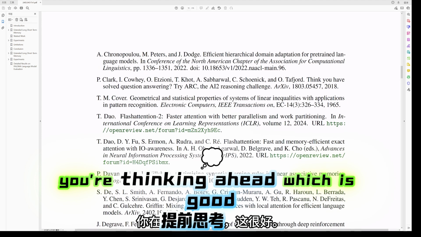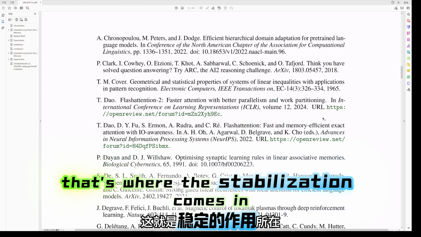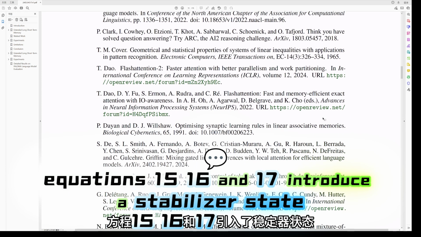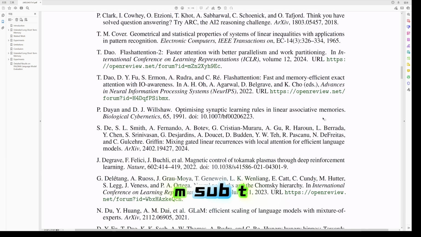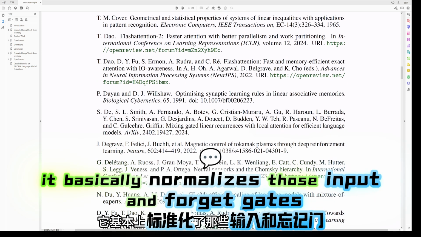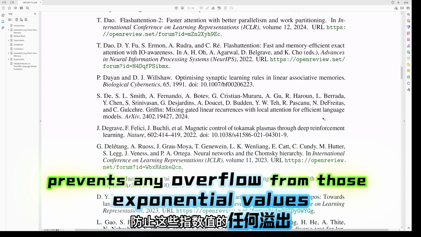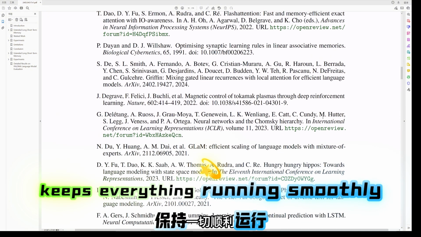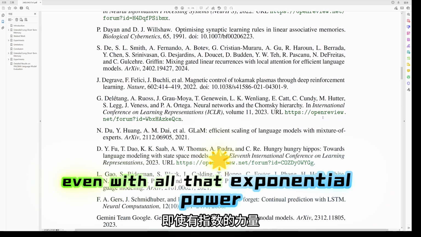You're thinking ahead, which is good. That's where the stabilization comes in. Equations 15, 16, and 17 introduce a stabilizer state, m sub t. It basically normalizes those input and forget gates, prevents any overflow from those exponential values. Like a pressure release valve. Keeps everything running smoothly even with all that exponential power.